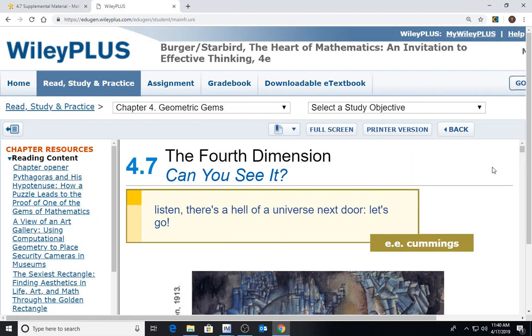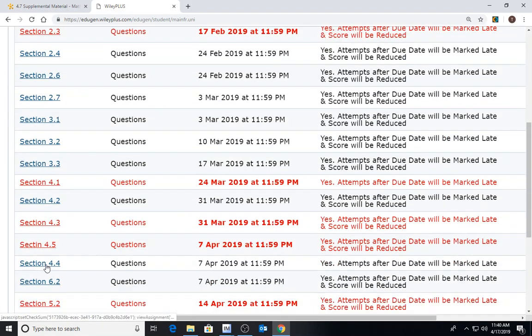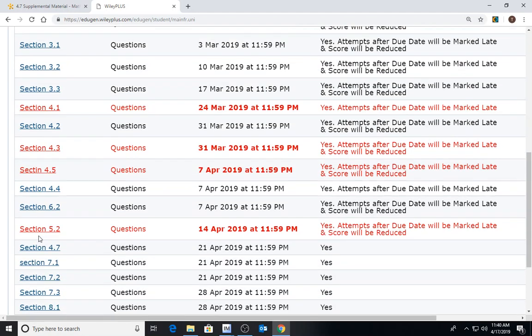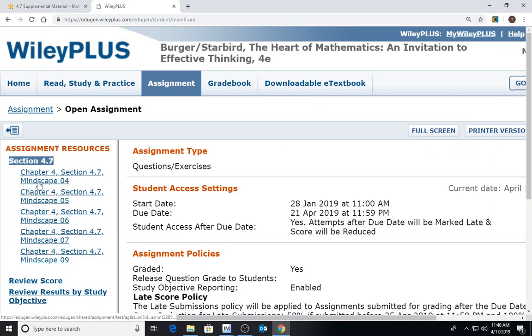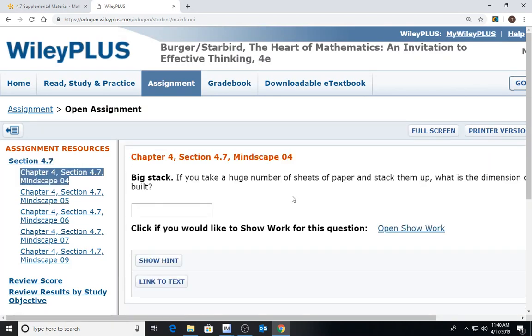Yes. 4.7, I can't exactly remember which. I think it was the first two mindscapes and then the last one. Because it was about if you stack a stack of papers up, what dimension would you get? 4.7? Yeah, 4.7, I meant to say.